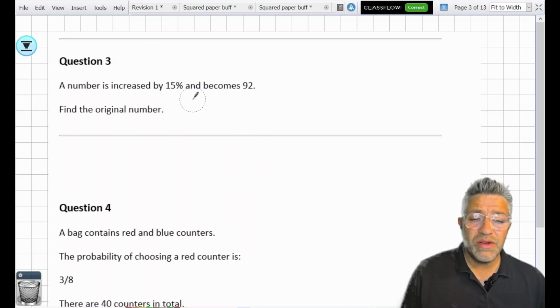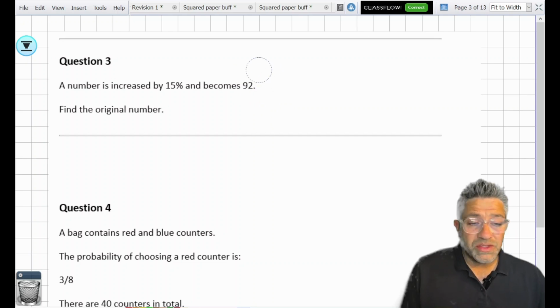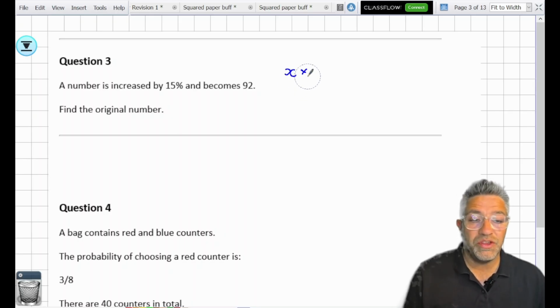So question 3, a number is increased by 15%, it becomes 92. Lots of ways of answering this question. Personally, I'm going to look at the multiplier method. If I want to increase a number, let's just say the number is x, you can choose any letter variable that you like. I'm just choosing x. It's increased by 15%. So the multiplier to increase by 15% is 1.15. We know the answer is 92. I'm trying to find x, this original number.